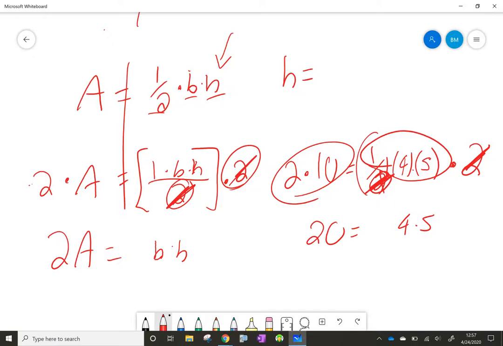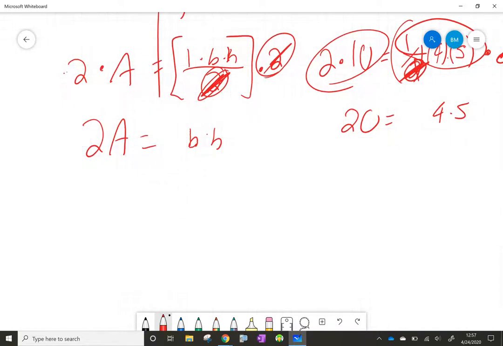Now, I would still have to cancel out the b, right? I've gotten rid of this 2 as part of the 1/2. So essentially, I've gotten rid of the 1/2. Now I just have to get rid of the b in order to have this h all by itself, right? I'm looking at this formula here. I've got 2a equals b times h.